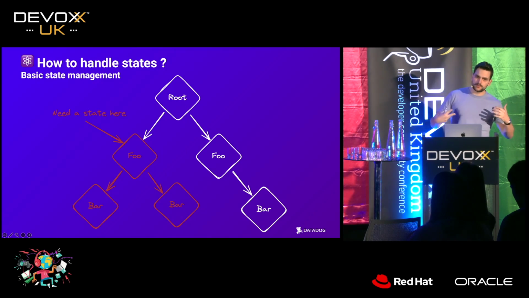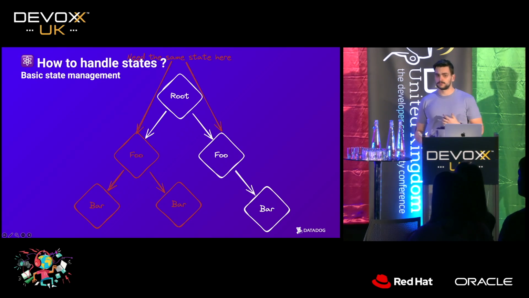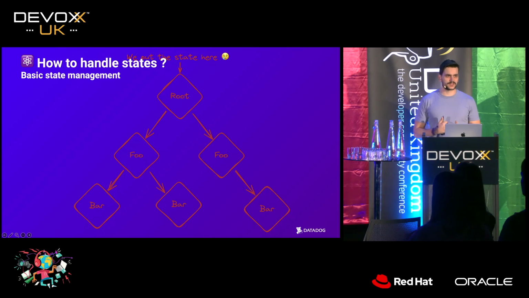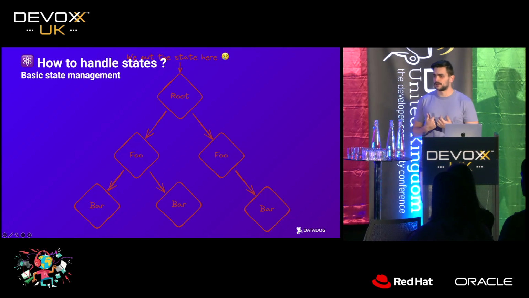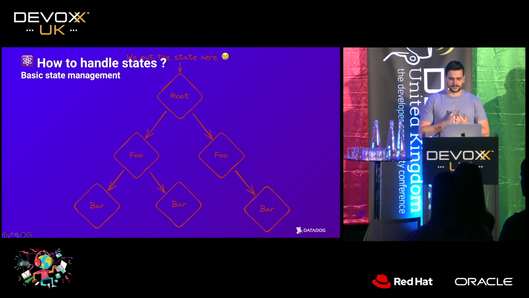Maybe your app grows, and you need this state at the opposite side of the tree. So basically you just need to put your state at the top. And every time that your state changes, everything will re-render. As you can see, it's not really optimal in terms of rendering and performance.